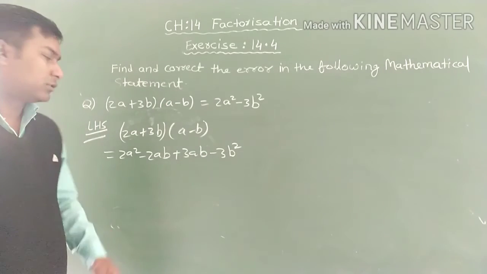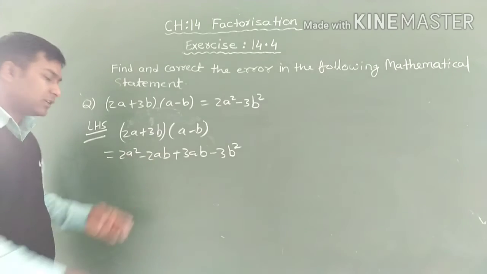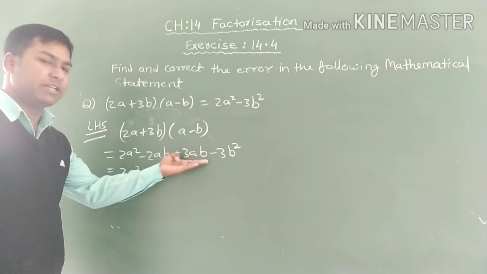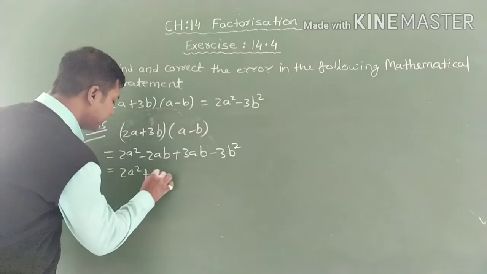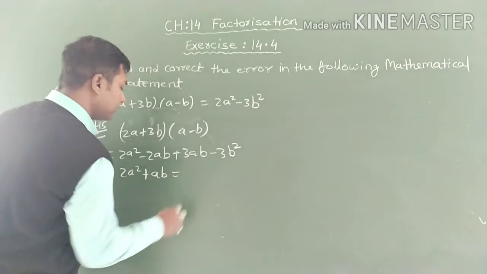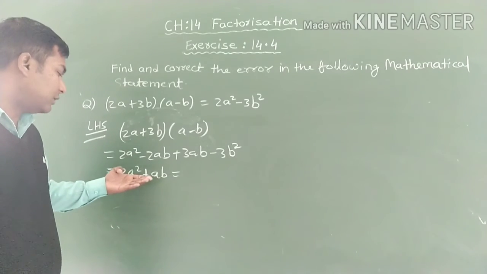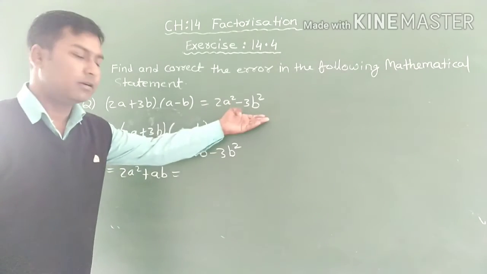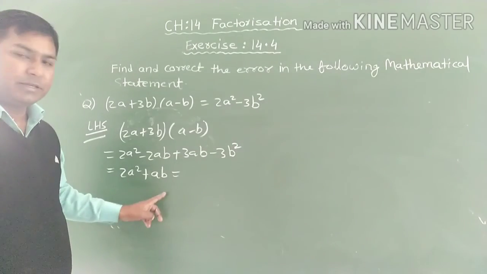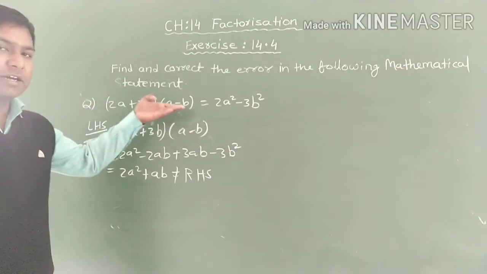So this is the simplification. Now again simplify: 2a square minus 2ab plus 3ab, so it will be plus ab. Now it will not equal the RHS part. The RHS is 2a square minus 3b square, and the LHS is 2a square plus ab. So this will not equal RHS. So it is an incorrect statement.